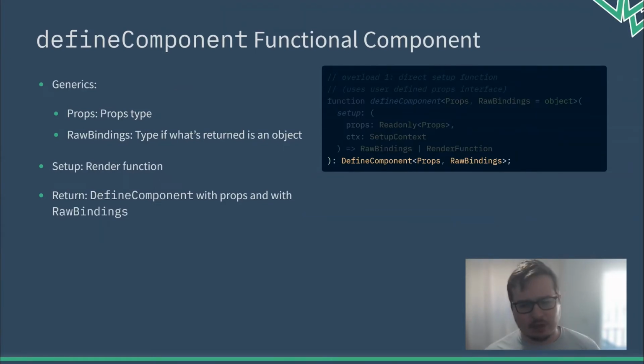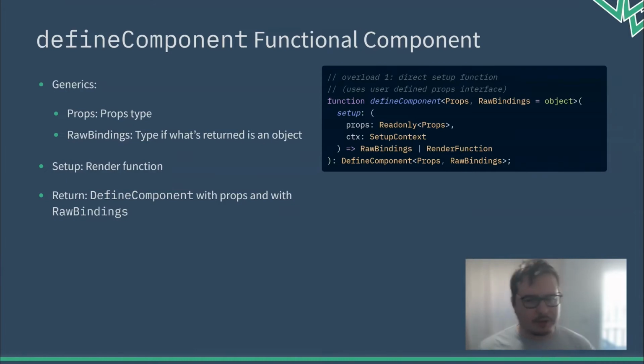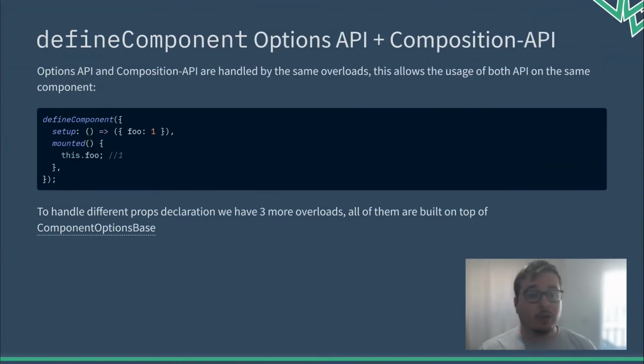DefineComponent is doing quite a heavy lifting here, and all of them return a DefineComponent, which is just a helper class to have everything in there, basically. Just to have the render component, the proxy, and the options in one single component. When we want to use the Composition API and the Options API, they use the same overloads because they are meant to be used in conjunction. So there's no overload for those. What drives the overloads is mainly the props.